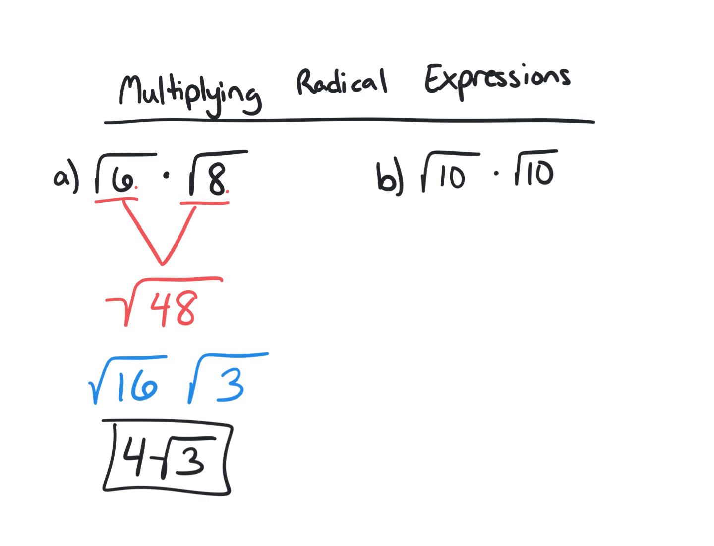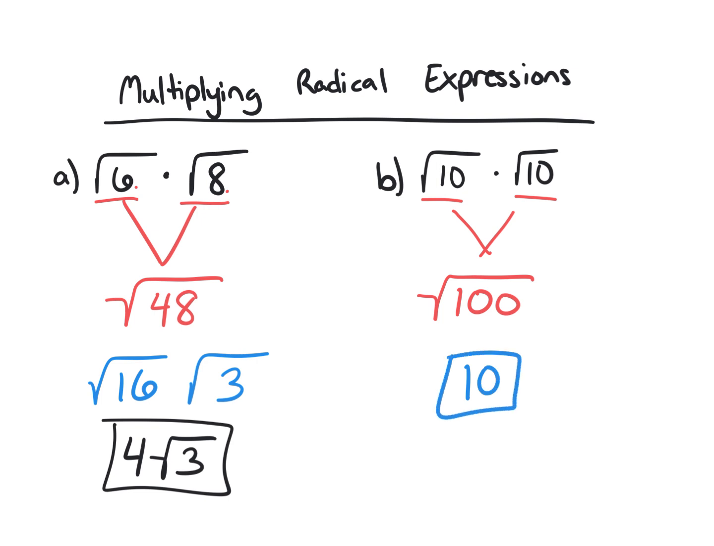Okay. Again, on part B, I have 2 radicals. I want to make 1. What does it become? Yep, multiply them together. I get square root of 100. Is that a perfect square? Yes. What's the square root of 100? 10.